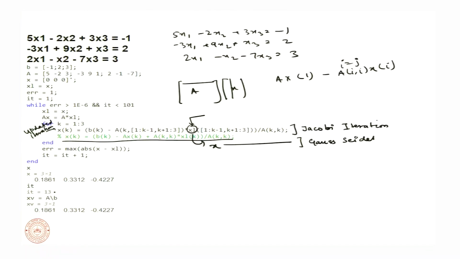This Jacobi took 13 iterations. Gauss-Seidel will take 9 iterations to converge to the solution. And this is the exact solution, and this is the approximate solution. Our tolerance is 1e minus 6. So with this, I would like to end today's lecture, and thank you for listening.